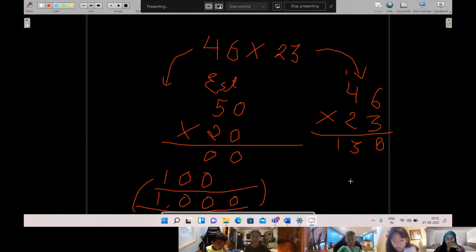So where do we have to write it? In the tens place. Very good. 12. It means we have to write only 2, and carry 1 to the 4. So 2 into 4 is 8. If we add one more, it becomes 9. Yes.